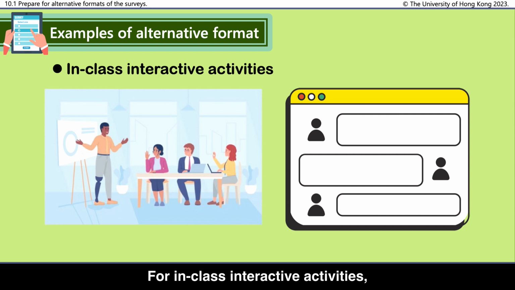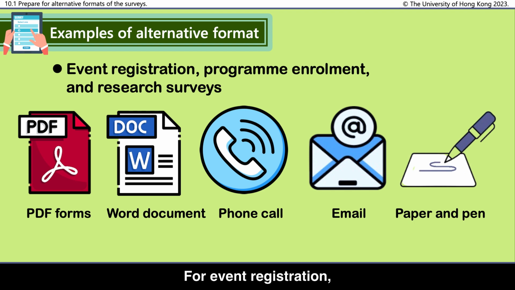For in-class interactive activities, such as polling and question and answer sections, examples of possible alternative solutions to online surveys are hand raising, sending messages in chatbox, or video conferencing platforms. For event registration, program enrollment, or research surveys, examples of possible alternative solutions to online surveys are phone call, email, or even paper and pen formats.